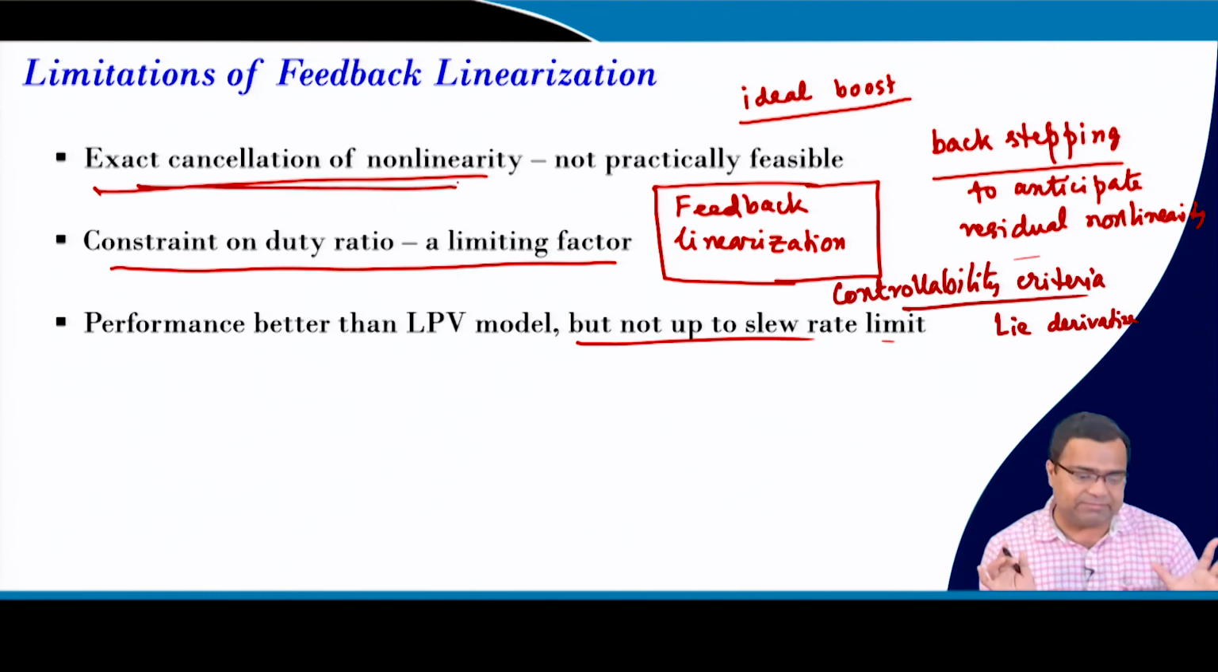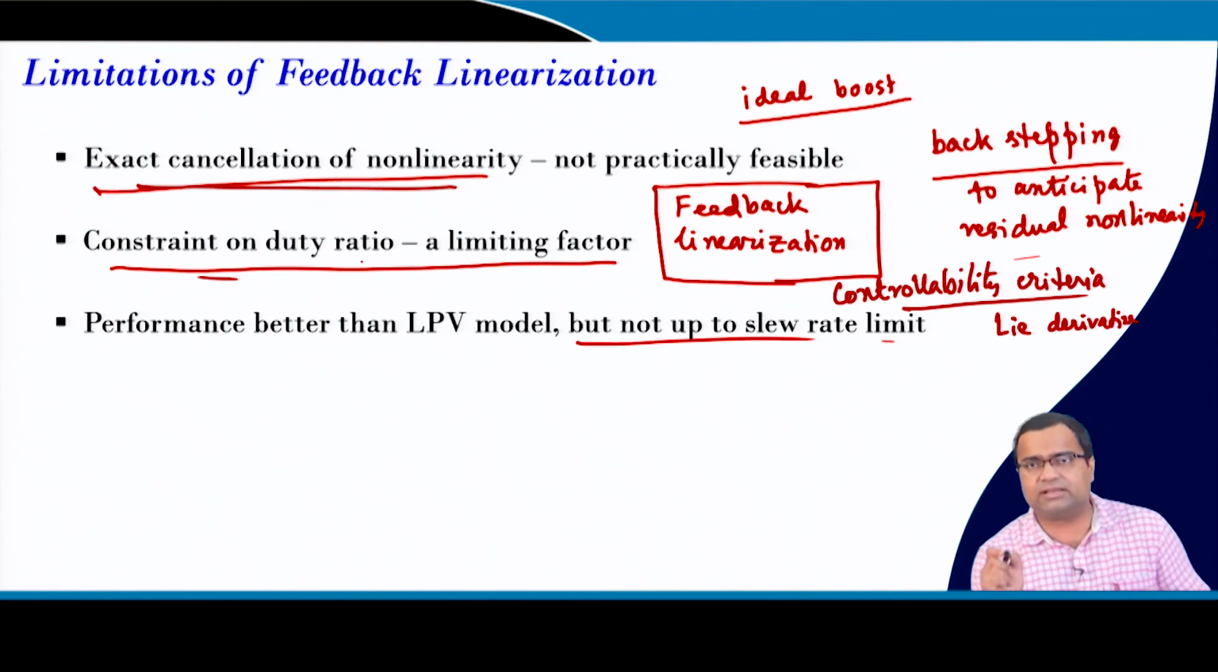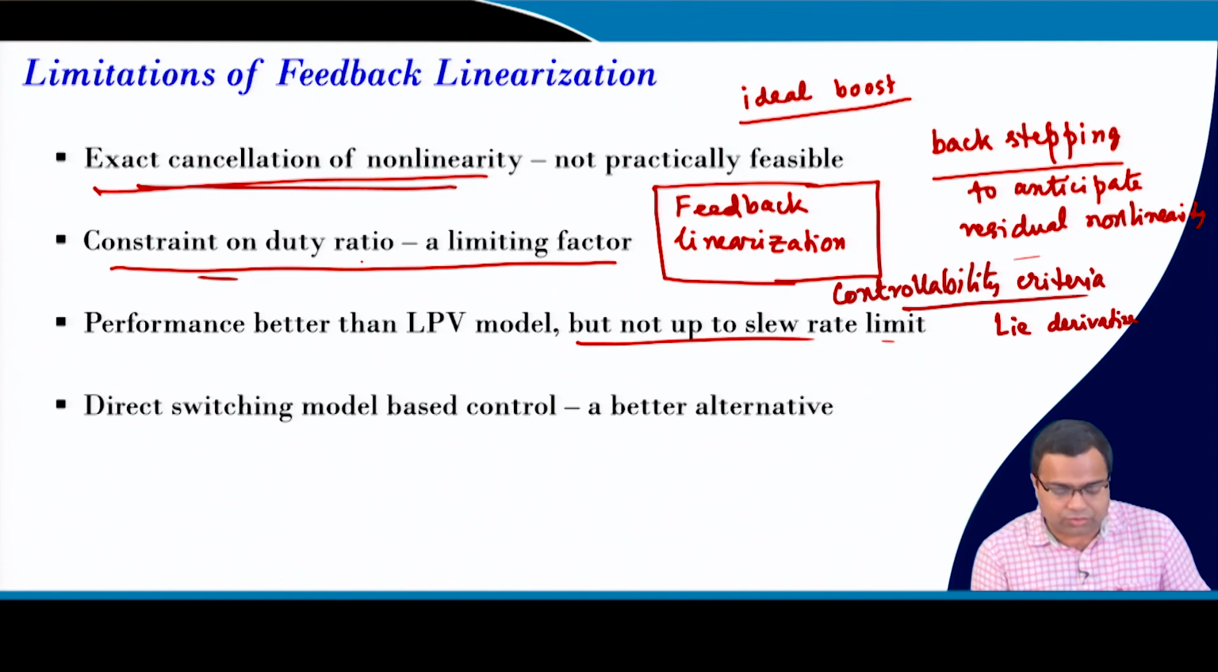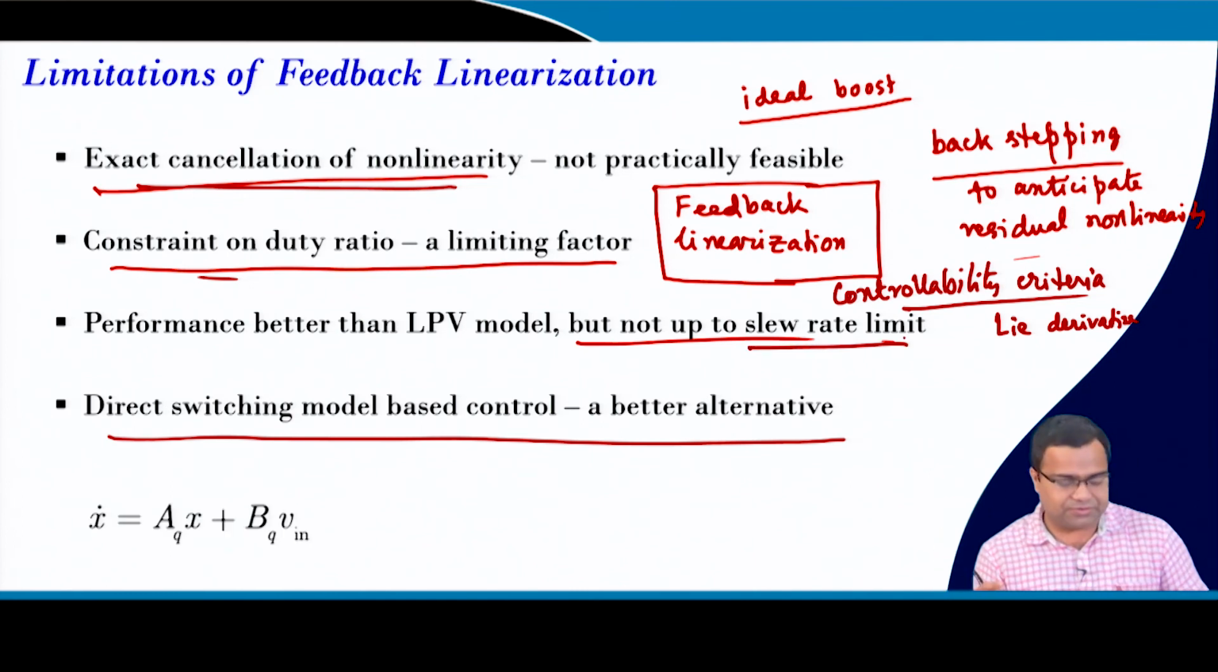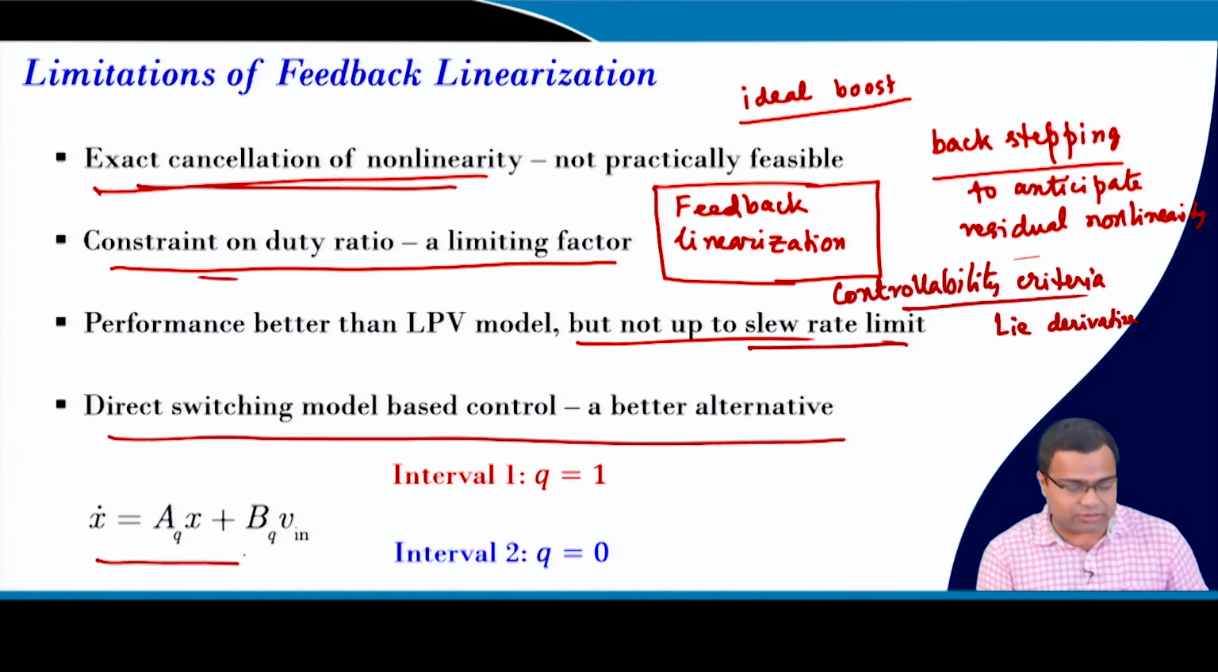Exact cancellation is really difficult, and we still have a limit on the duty ratio even though the variation is large, but it cannot achieve up to the slew rate limit, and it is very sensitive to cancellation as well as the parameters. So direct switching based control is the better alternative, where we can go up to the slew rate limit. That means we can get the fastest response, and we can use the switching model that we have started with.